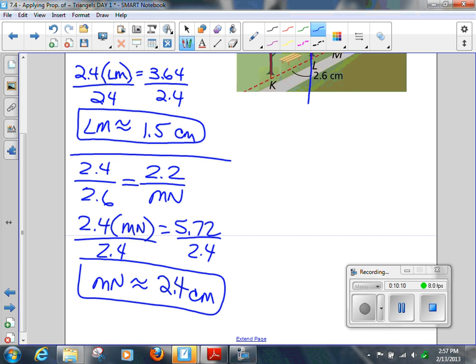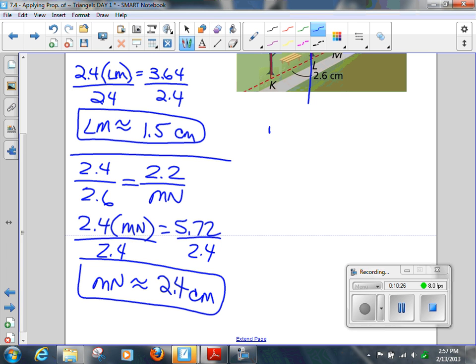But that 8 bumps the 3 up to a 4. So that's why it's 2.4. You had the right answer. You just didn't round correctly. Okay? What do you think? Questions? Fácil, difícil? Muy fácil.